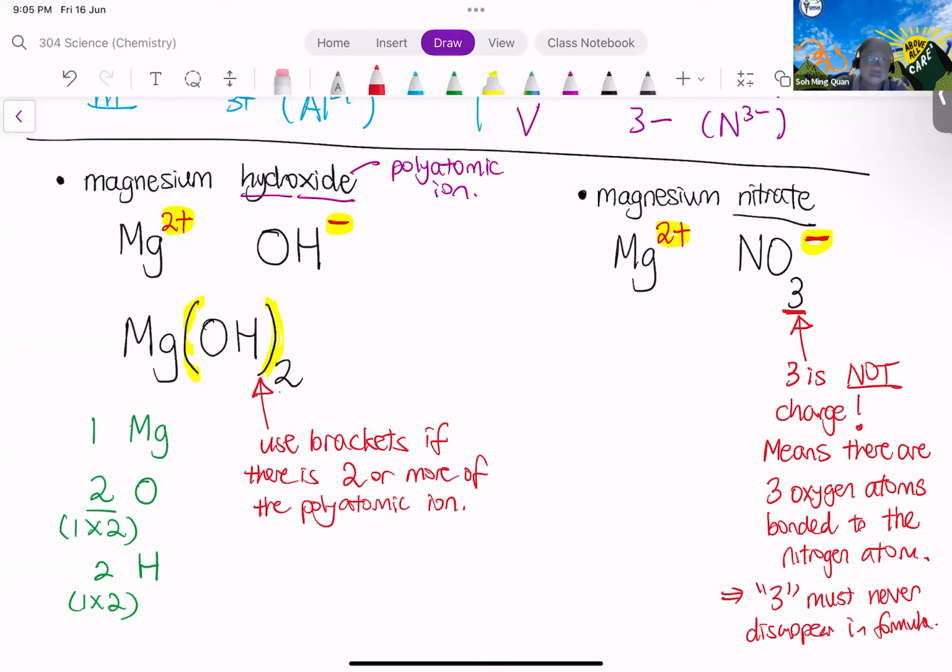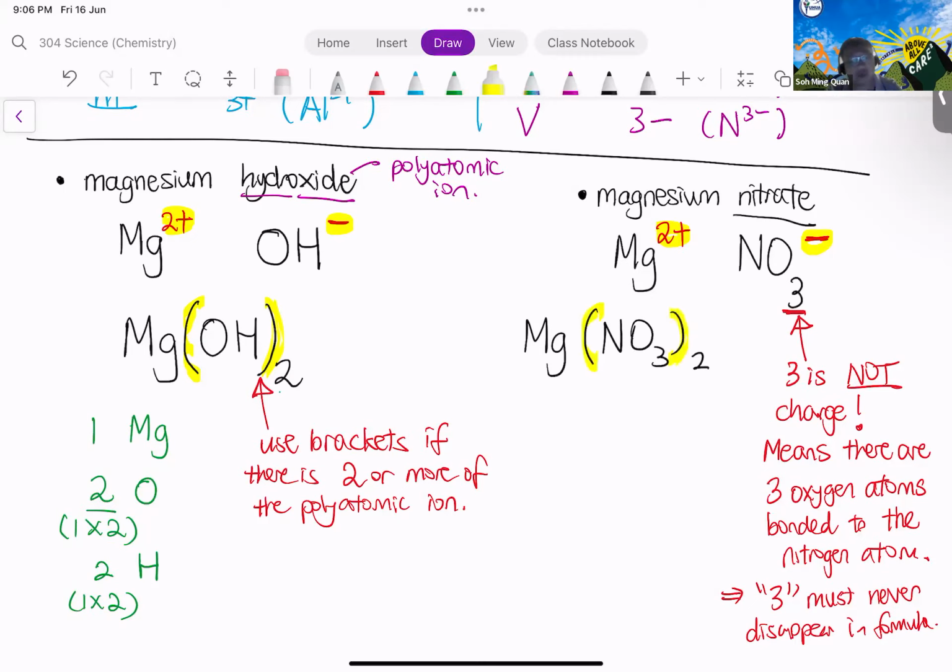Okay, so how then do you write the formula of magnesium nitrate? You realize that writing formula means the plus and minus must balance each other out. Again, it's not balanced because Mg has a double positive charge. Nitrate is only single negative. Therefore, nitrate is too weak. You need to have more nitrate. You must have twice the number of nitrate to balance out one magnesium ion.